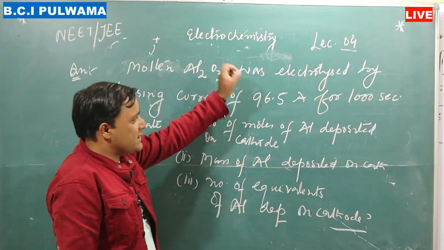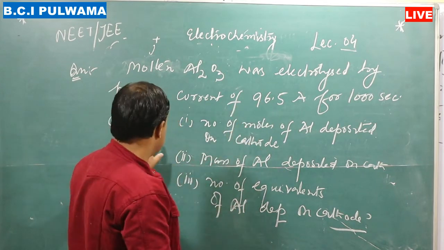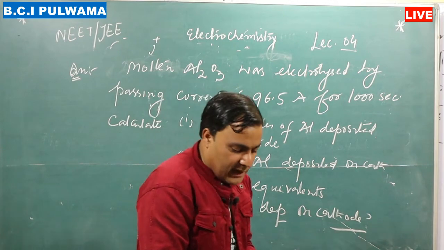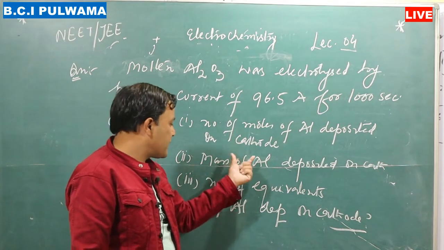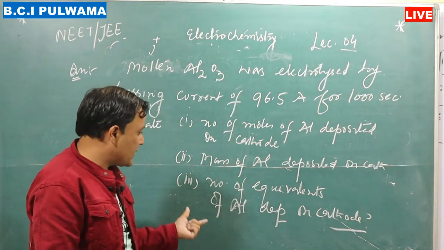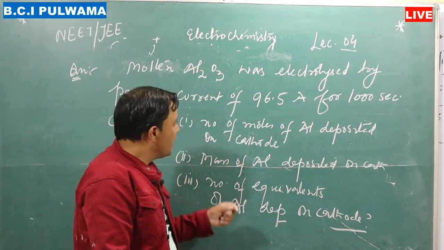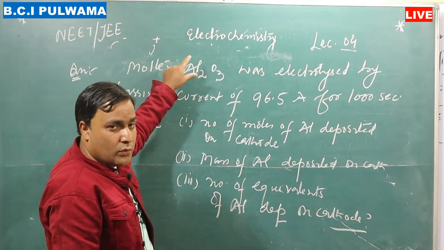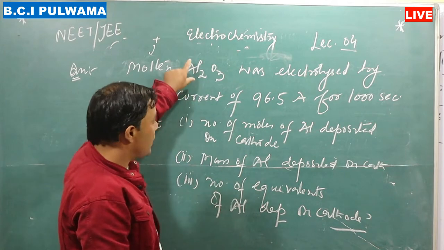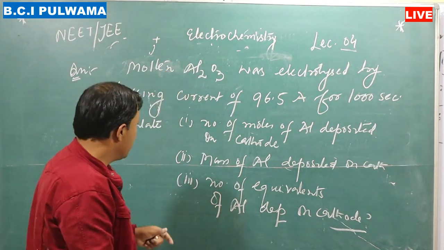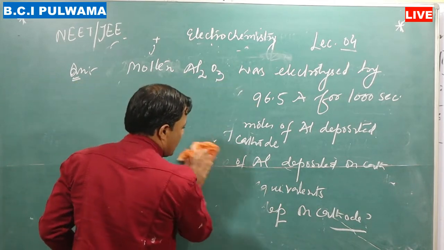Molten aluminum oxide was electrolyzed by passing a current of 96.5 amperes for 1000 seconds. Then you may be asked to calculate the number of moles of aluminum deposited on the cathode, or the mass of aluminum deposited on the cathode, or the number of equivalents of aluminum deposited on the cathode. Now the electrolyte is in the molten state, so the substances deposited at the electrodes actually come from the electrolyte itself. So let us see, it is a very easy question.